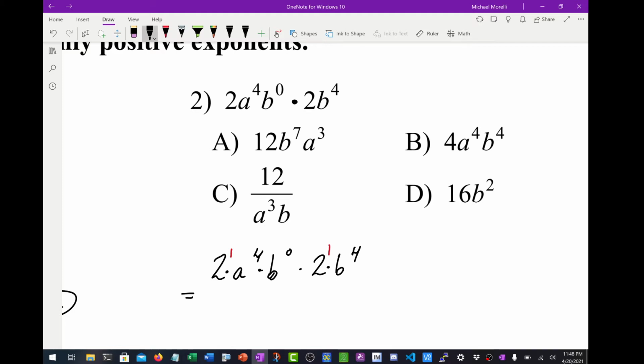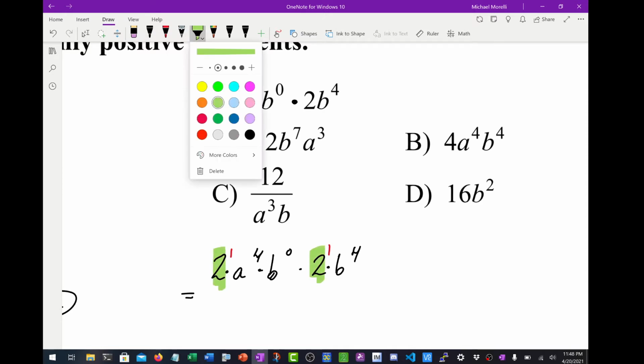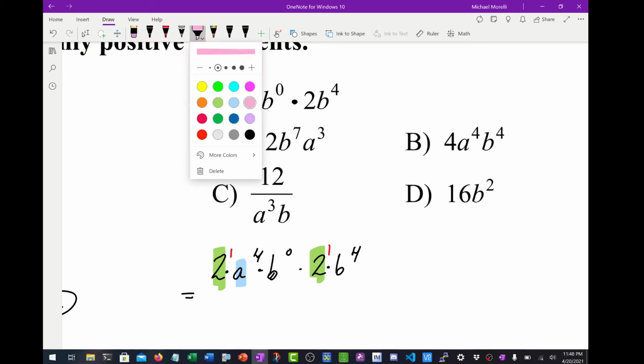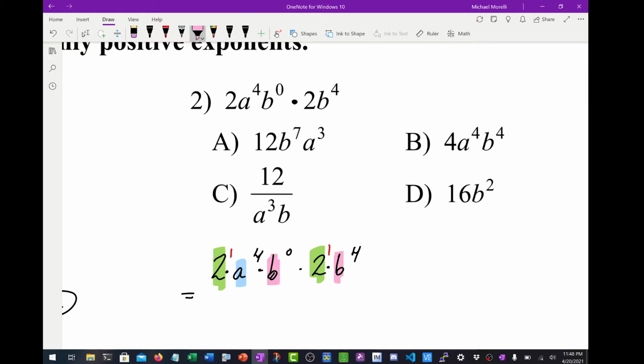And now we can go ahead and start combining like terms. So I'm going to work with the 2's as if they were just letters. And I see I've got A there, but no partner A. And then I've got 2 B's. Right? I always feel like I'm playing a game of cards here.